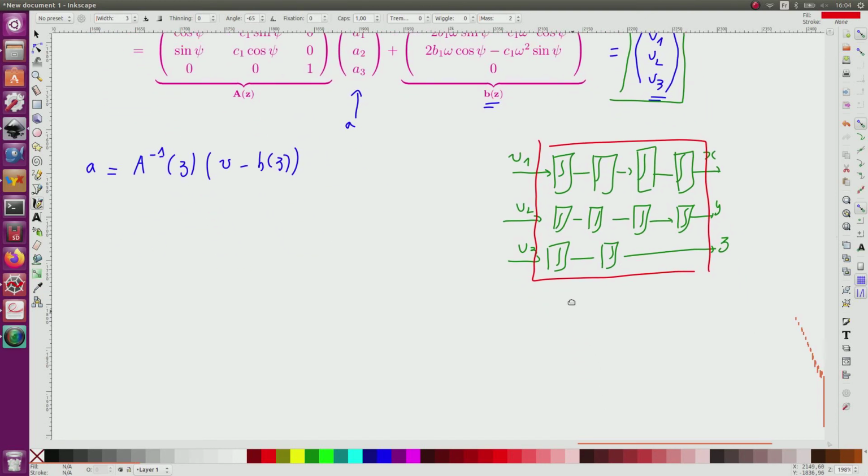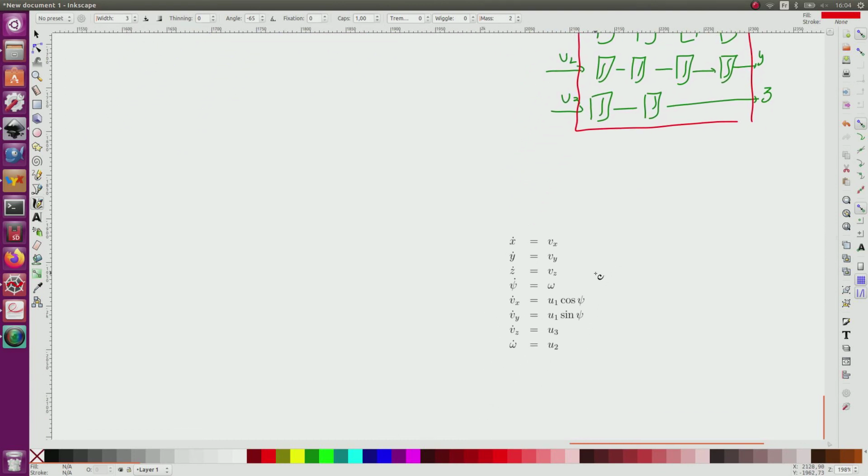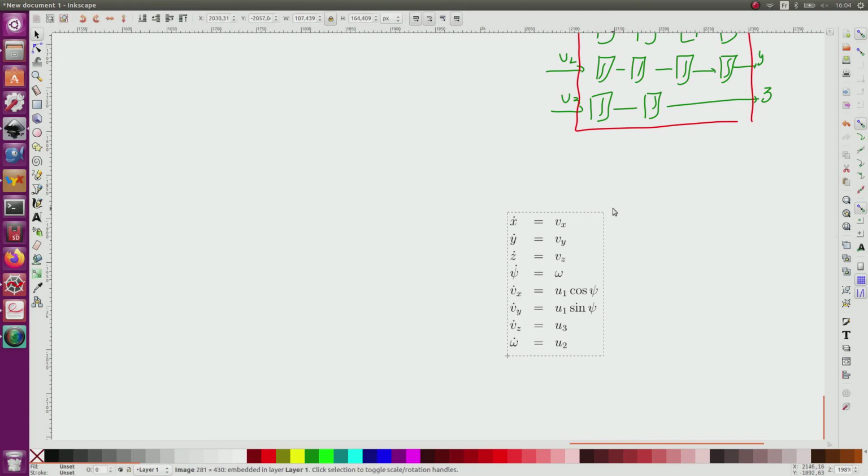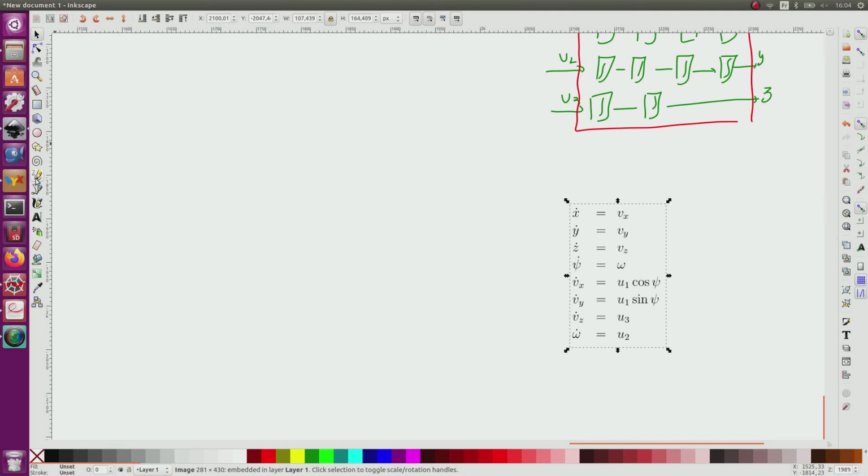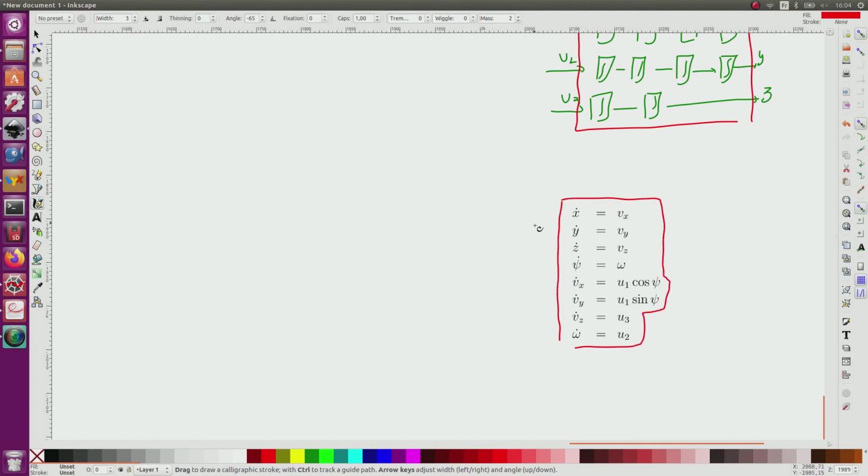Okay, so to be more precise, this is my original system. This system had 3 inputs, U1, U2, U3. I have to add two integrators here, where B1 and C1 are what is stored inside the integrators.